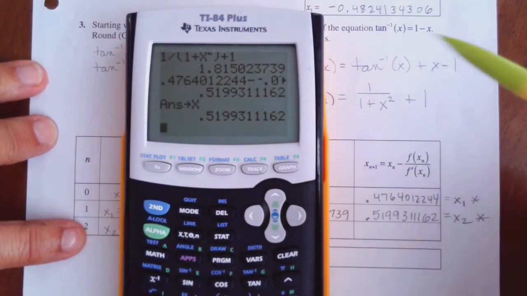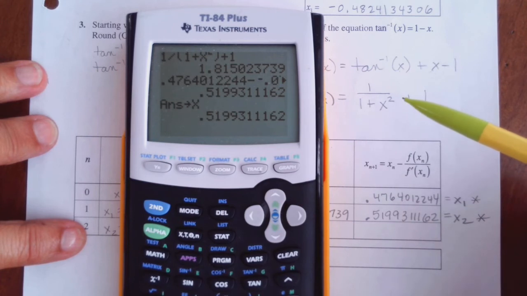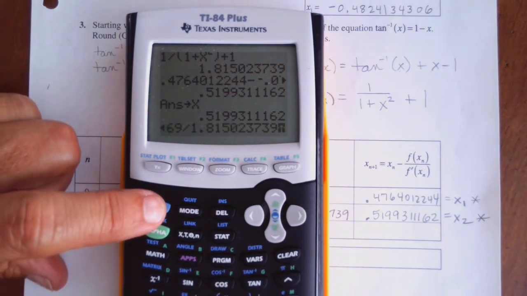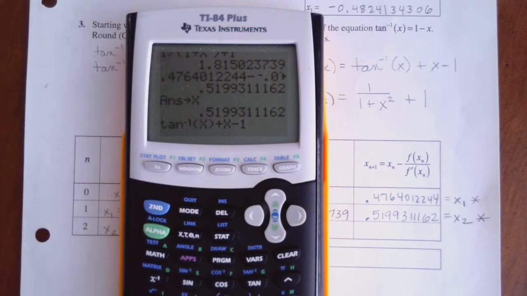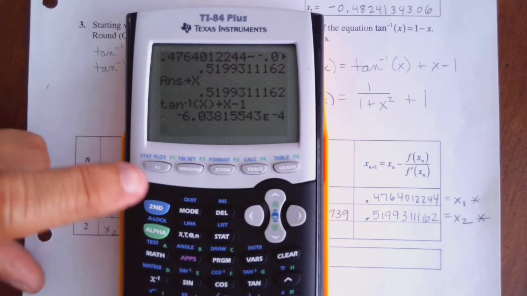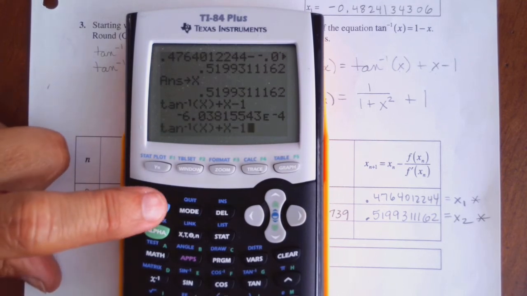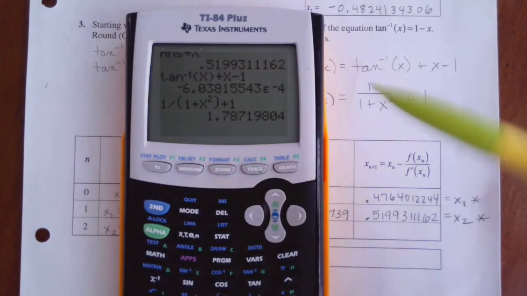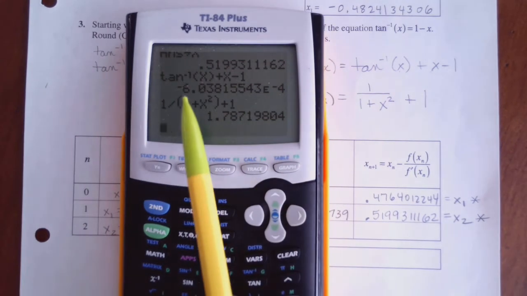And I want to put this into here. So second entry until you get the function. Okay, enter. And then second enter until you get the derivative. All right, so now here are my three numbers. Now let's talk about this.